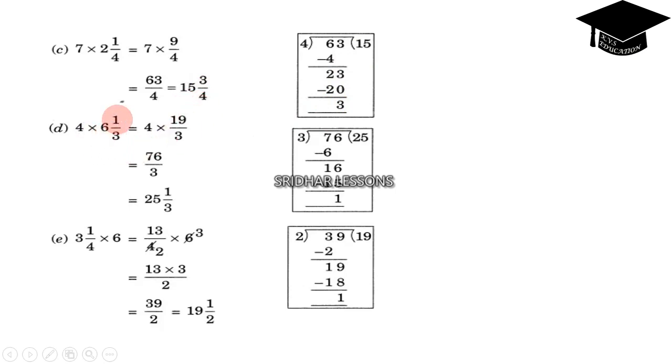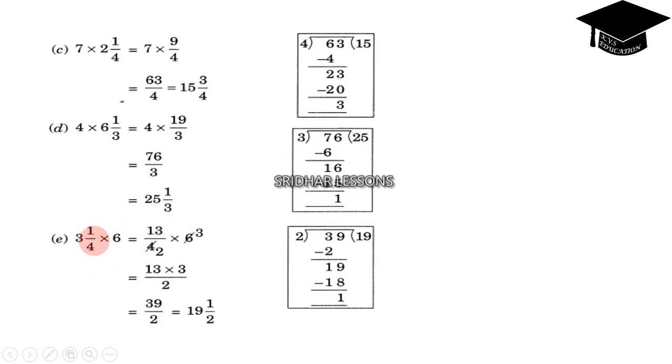4 into 6 of 1 by 3 is equals to, we can rewrite this as 6 into 3, 18 plus 1, 19 by 3. 4 into 19 is equals to 76 by 3. If you divide 76 by 3, we will get 1 as remainder. So 25 of 1 by 3 is the result.